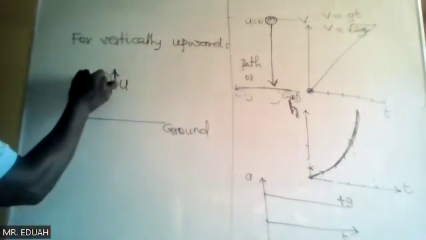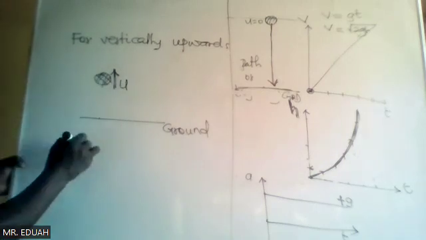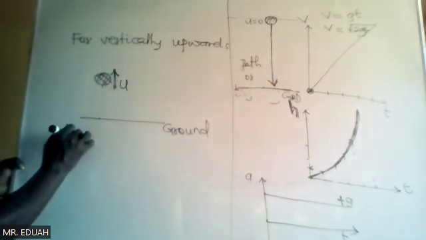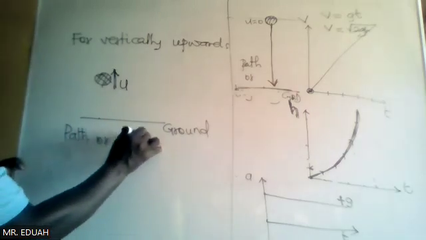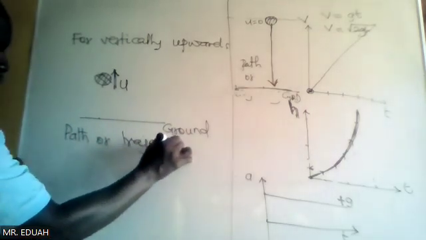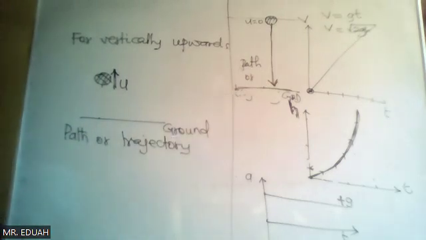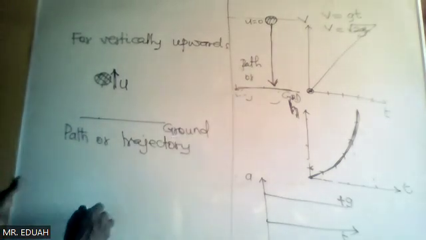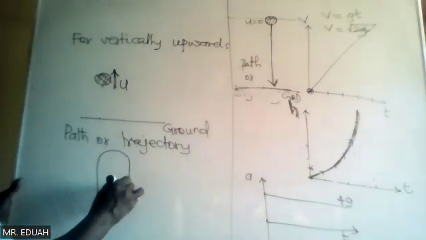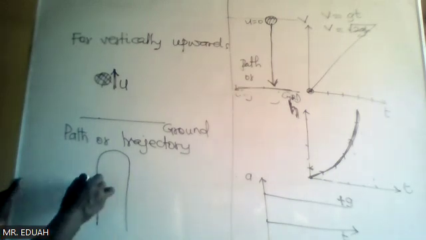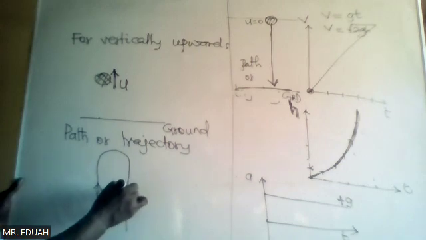So the trajectory, which is the path of the body or of the object, is this. The body takes off, gets to a maximum height, and then returns. So it will go and then return.